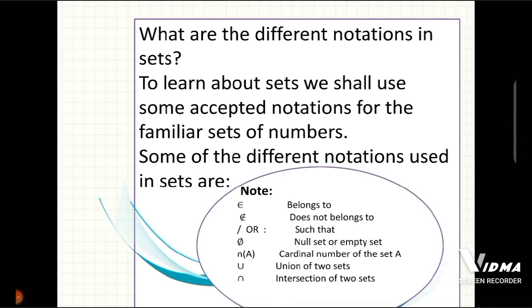like belongs to. This is the symbol of belongs to. As you can see, the symbol of belongs to is like this. Does not belong is the same as the symbol of belongs to, but you have to put a cross sign like this. Such that, or null set or empty set. Cardinal number of the set you have to represent in this way, and union of two sets you have to represent with this sign. Intersection of two sets you have to represent with this sign. In the next video we will further study the union of two sets and intersection of two sets. So now keep these notations in your mind, as we will use them in sets.